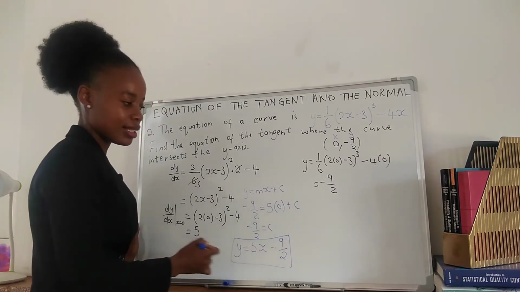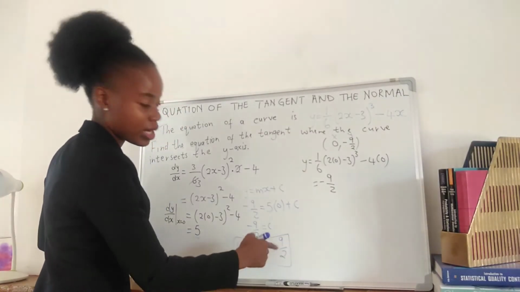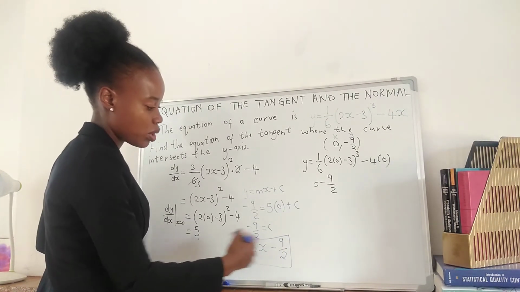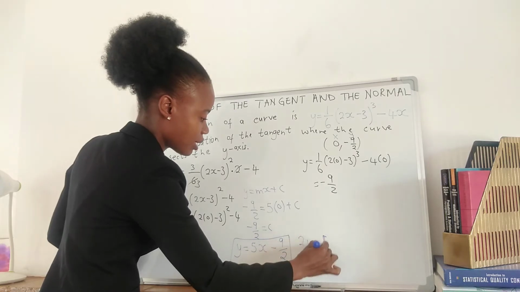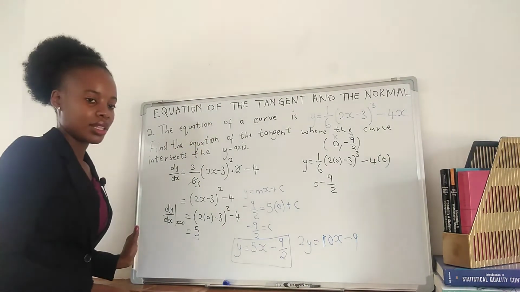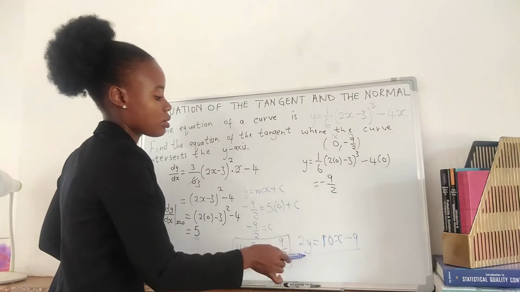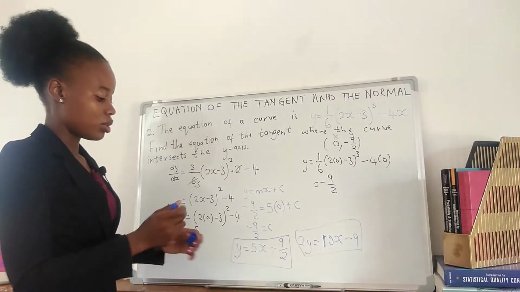Or you can write this answer like this: you get rid of the denominator, right? You multiply by 2 everywhere. You can have 2y equals 10x minus 9. Okay, this is also your answer. It's the same. This and this are the same. So whichever one you like.